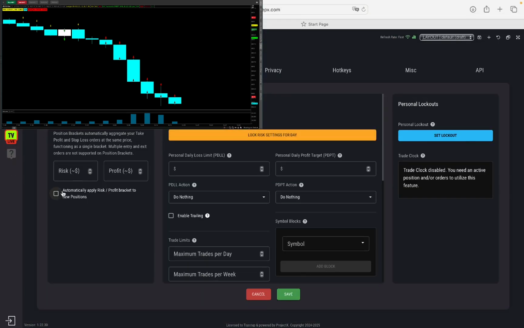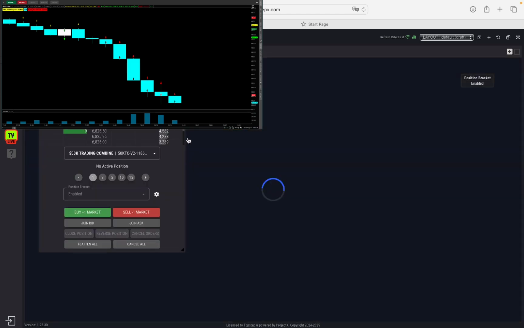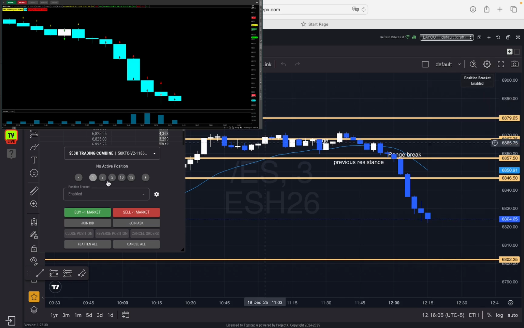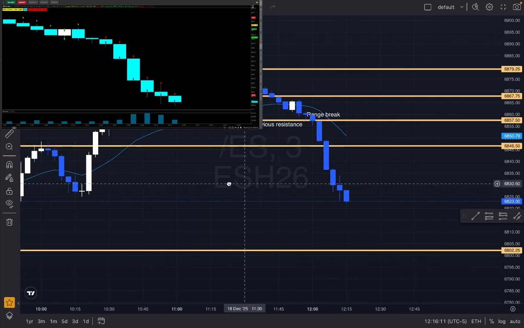Here we go, fixing my brackets. 250 and 450. That's my personal preference for the ES trading one contract. The stop loss is a little tight for ES, but you'll see the way I trade is very quick, very in and out. That 250 is basically, if it hits that, then I've just made a wrong decision. So I like it to hit that 250 and be out.